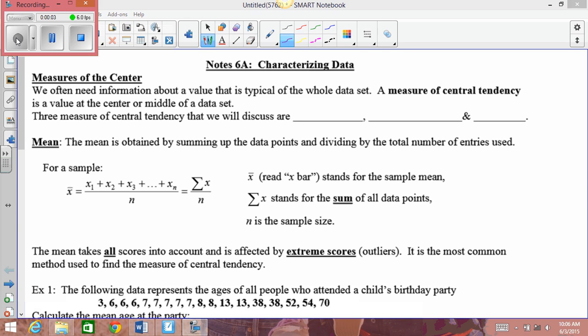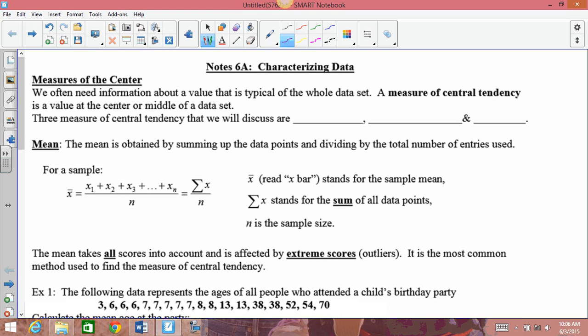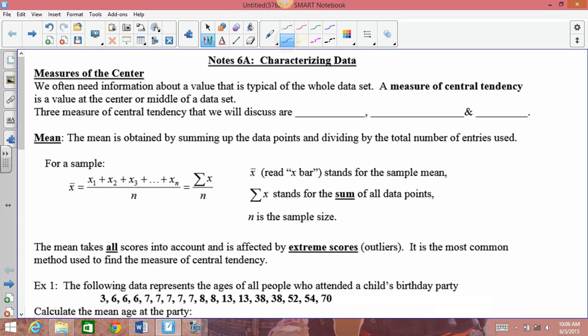So we'll look at section 6A, which is titled Characterizing Data, and more specifically we'll look at measures of the center. Basically, measures of central tendency is a fancy way of saying that we're going to talk about things that you have discussed before, I'm sure: mean, median, and mode.